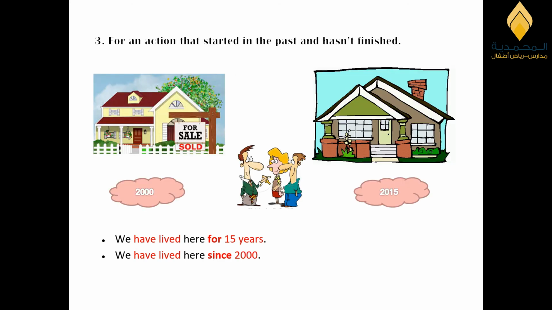Another use for the present perfect, which is for an action that started in the past and hasn't finished. So, in 2000, this family bought the house and they are still living in the house in 2015. So I am going to use the present perfect because the action started in the past and hasn't finished yet. So I say, we have lived here for 15 years, or we have lived here since 2000. So I have used for and since. These are some of the present perfect keywords which we are going to discuss later.